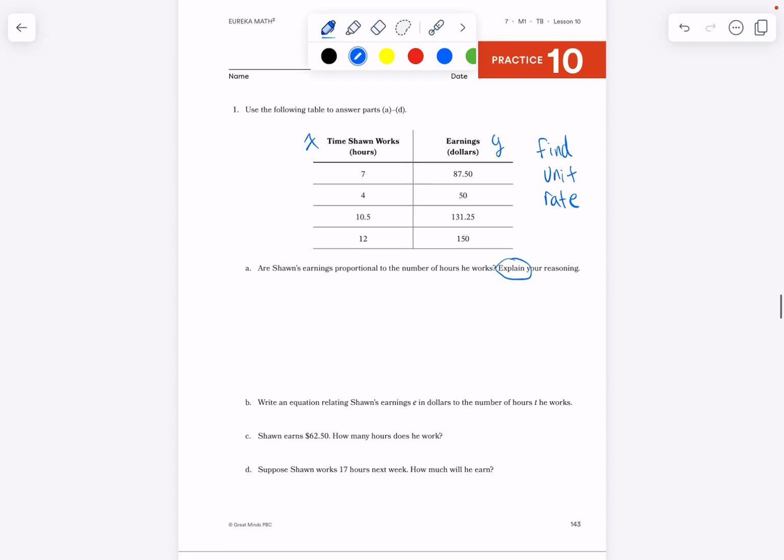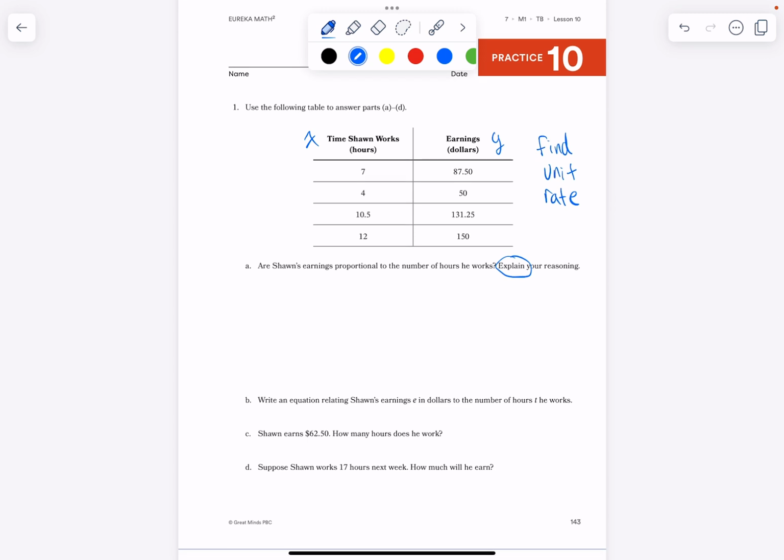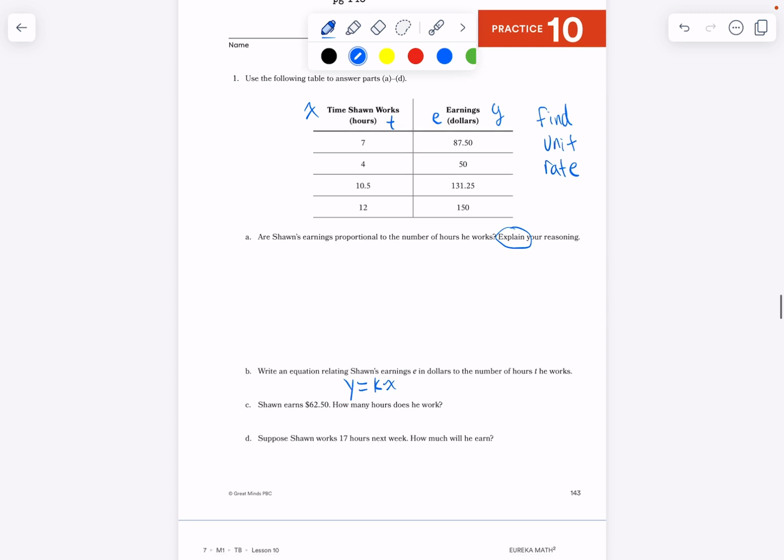Explaining is important here. Part B, you need to write an equation relating Sean's earnings E in dollars to the number of hours T that he works. So I would go back up to your table. Dollars is going to have E, and hours is going to be T. Remember that the generic equation we're going to use is y equals k times x. From there, you should be able to do some substitutions: whenever you see a y, you're going to use a certain letter, and whenever you see an x, you're going to use a certain letter. And of course, we replace that k with the constant of proportionality, or as we talk about, the unit rate.